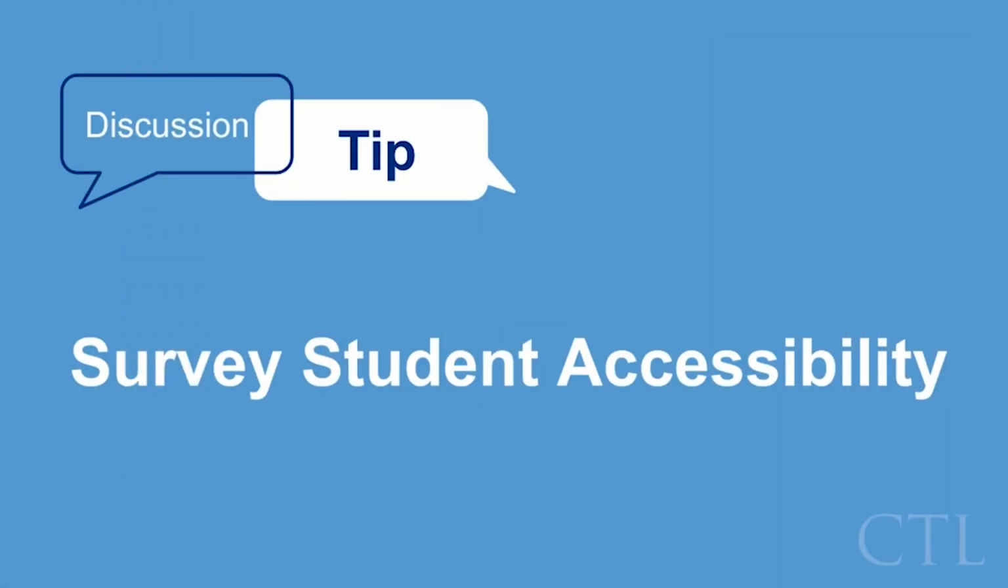Discussion tip: survey student accessibility. It is important to communicate with your students about their access to various technologies. For example, if you want students to have their cameras on for an entire class session, ensure that your students aren't experiencing bandwidth issues or other barriers that might make camera use difficult. You can set up a survey using Google Forms or through Courseworks early in the semester to confirm students' ability to participate and meet class expectations.